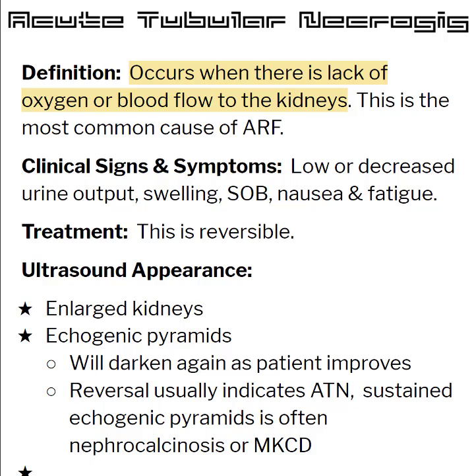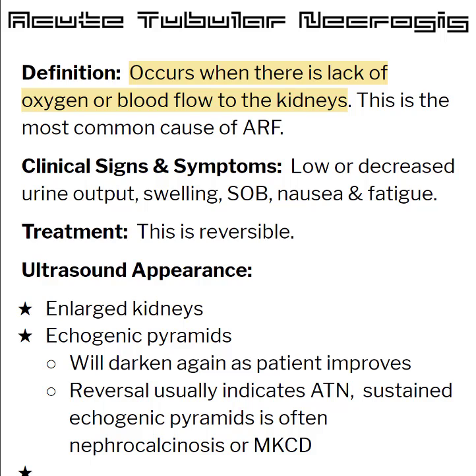Again, some of the clinical signs and symptoms are going to line right up with acute renal failure, since acute tubular necrosis is kind of under the umbrella of renal failure. The really good news about this one, though, is that this is reversible. On ultrasound, we're going to see enlarged kidneys with very echogenic pyramids. And we've probably heard this combination before in other diseases of the kidney.